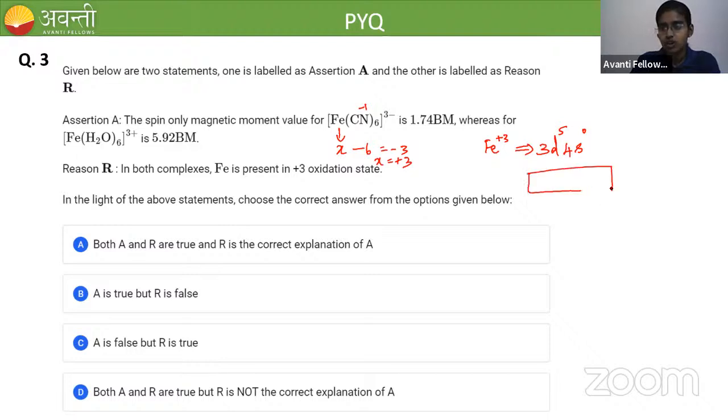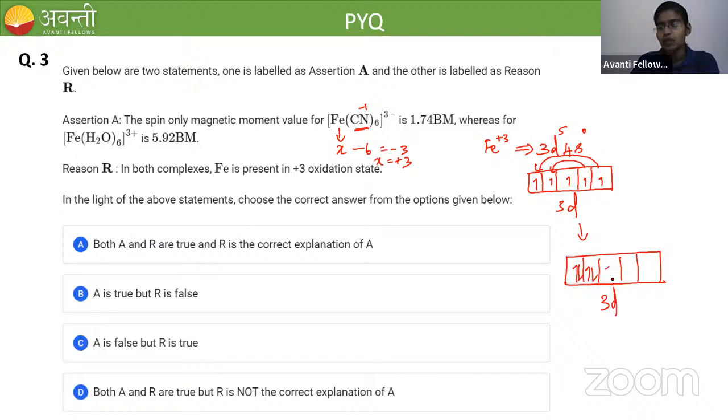Let me draw all the 5 electrons here. So this is the 3d orbital, and 1, 2, 3, 4, 5 electrons are there. Now you can see the cyanide is a strong field ligand. So what happens? Pairing of electrons occurs. So the electrons are now going to get paired. After pairing occurs, we are going to get a configuration like this: 2 electrons in the first orbital and 2 in the second, and only 1 in the third. Okay, clear?